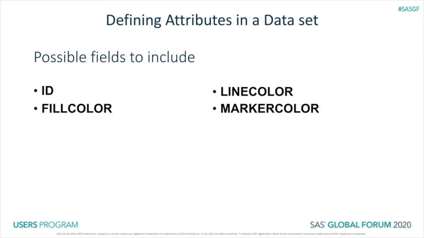When you create a data set to house the attribute map, you only need to include the necessary attributes. You can include all of the attributes that you want, but you only need the ones that are required for that particular output that you're trying to produce and for the attributes that you're trying to control. Here are some of the types of fields that are needed in your data set. You have to have the ID variable, but you have other attributes such as fill color, line color, marker color. You can include things like symbol, size, and line pattern.